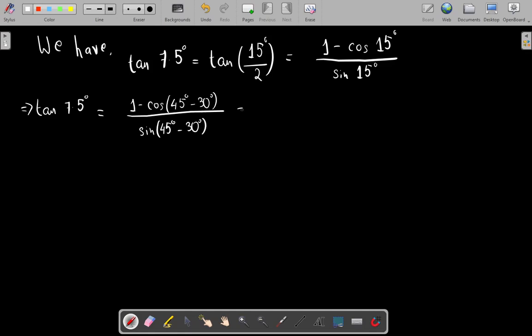Now this is cos of a minus b and this is sine of a minus b. So I can use the standard formula: cos a cos b plus sine a sine b in the numerator, and in the denominator sine a cos b minus cos a sine b. Sine 45, sine 30, cos 45 and cos 30 are standard known values, so we can use those values here. In the numerator we have cos 45, cos 30, and cos of a minus b is cos a cos b plus sine a sine b.